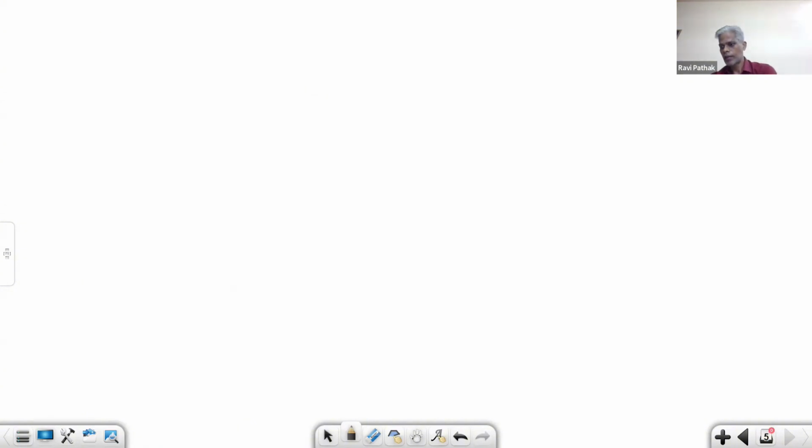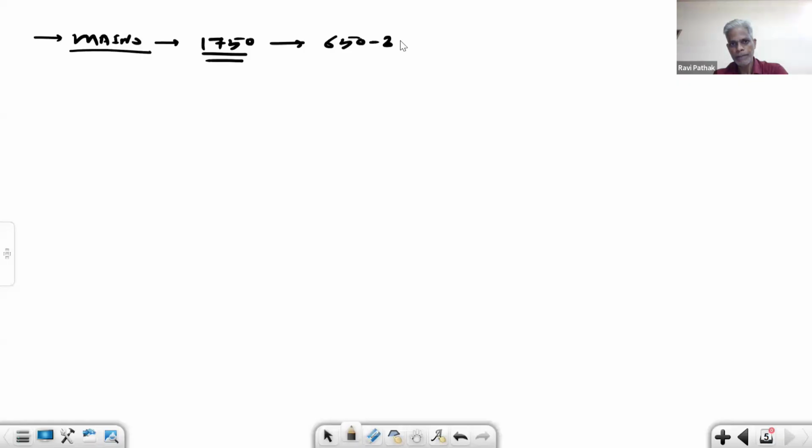So let's say for mains, we have 1750 marks worth paper. Out of this, generally the cutoff goes from 650 to 850. So 650 on the lower side, 850 on the higher side. If any student scores this much, then he or she will be able to qualify for the interview.